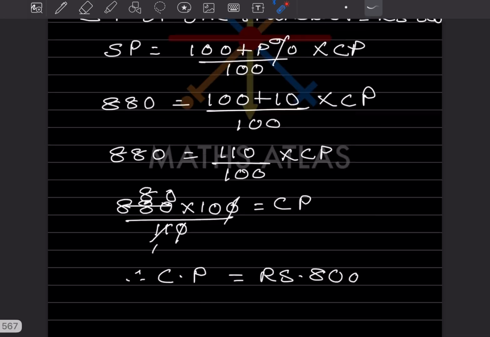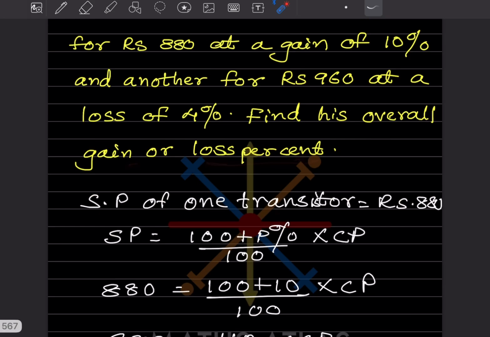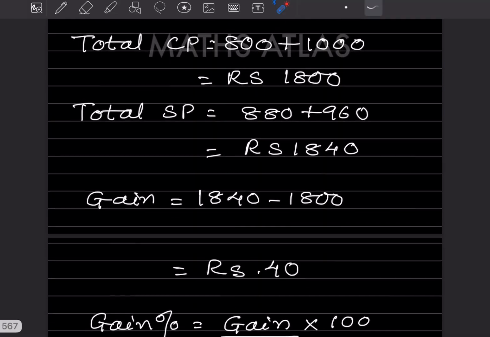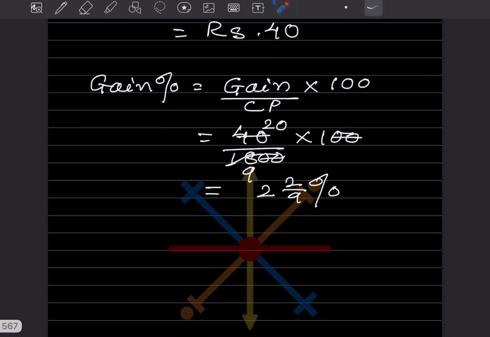So we want a percentage gain. Can you see here? Overall gain or loss, that is percentage. So we got the gain as 40. So the gain percentage will be gain divided by CP, this is the formula, into 100. So gain is 40, CP is 1800, into 100. When you simplify that, it is going to be 2 by 9 percent.